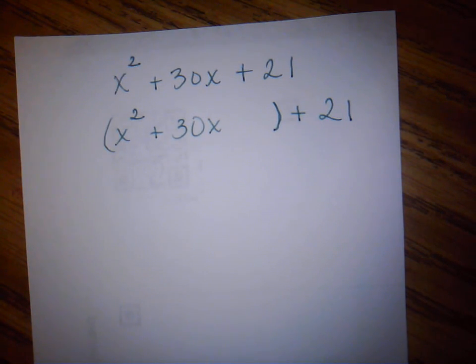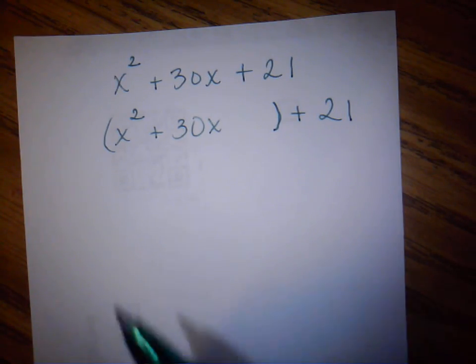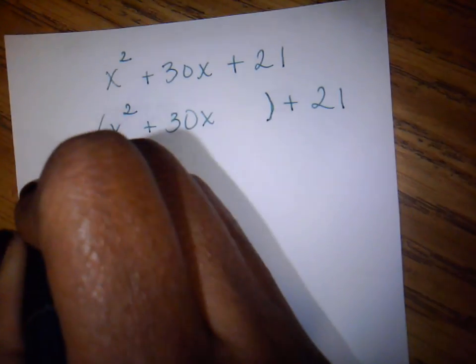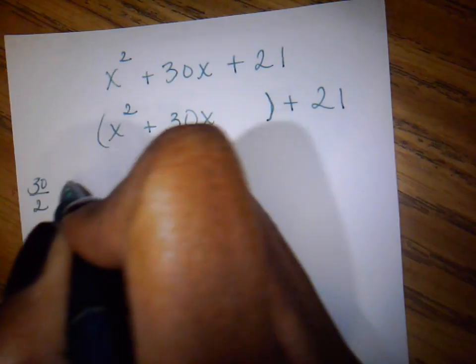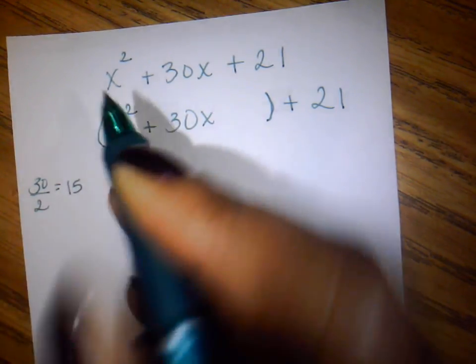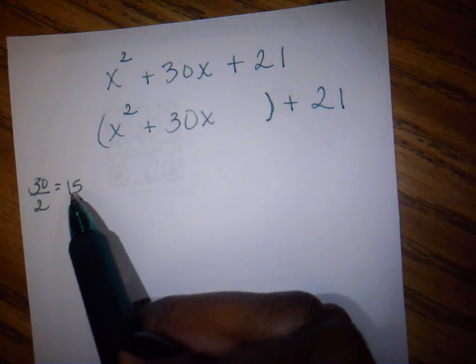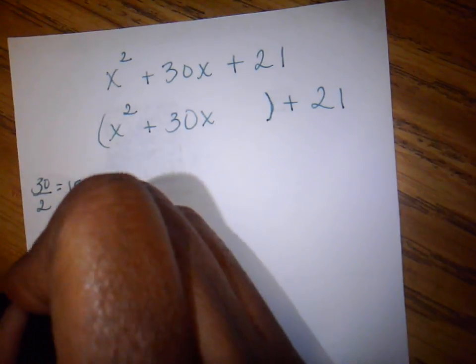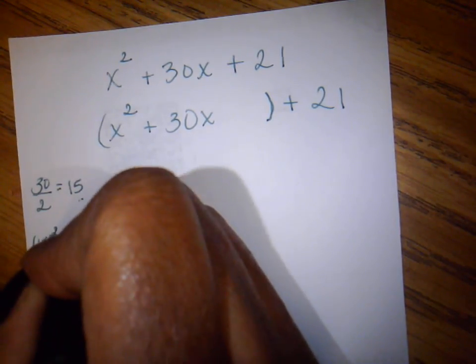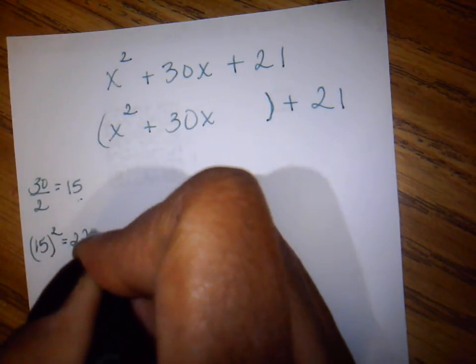Now, just like we learned before, we're going to take the b term and divide by 2. What's the b term, folks? All right, so I'm going to take my 30, divide by 2, and I get 15. Now, remember, this value is special because it's part of your factorization. So we're going to take the 15 and square it, and we get 225.